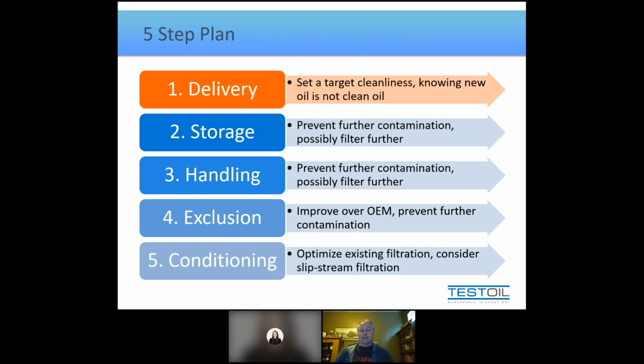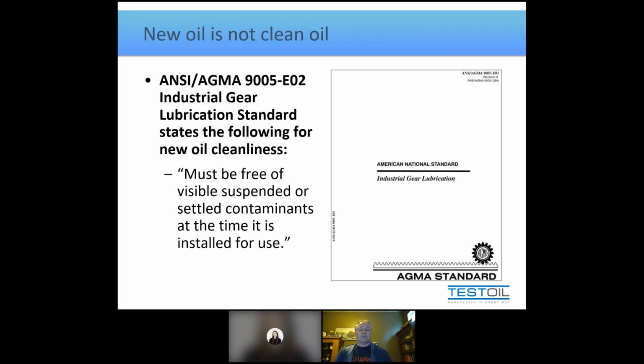So to help us understand the statement, new oil is not clean oil, let's look to one of the most widely cited standards in the industry for how clean lubricant should be prior to use. Now, this one was put together by AGMA, so it is written from a gear oil perspective. So it's not to say that it generally does apply to any other types of machines. However, because it's one of the few documented standards, people tend to apply it to everything.